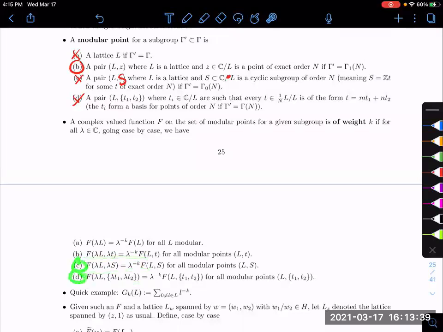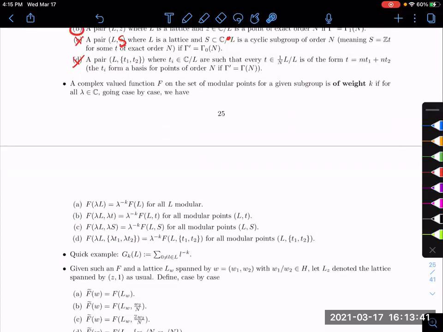Maybe I won't say the other 2 out loud, you can read them for yourself, but for part B, we're going to require that f evaluated at the modular point lambda L, lambda t, you still get a lambda to the negative k out front, and then just times f of L t. So you're really taking complex scalars, pulling them out of your function, and raising them to the negative k power. That's really what's happening. And then you have something similar for C and D, and this has to hold for all modular points L t.